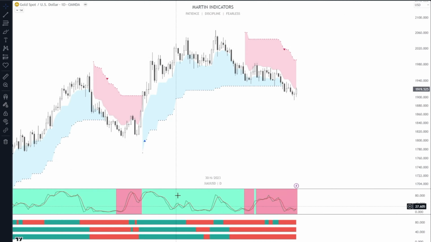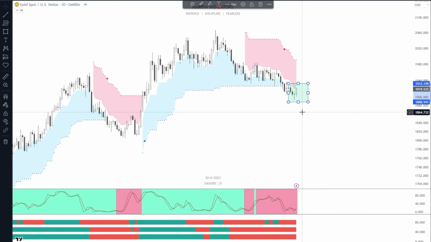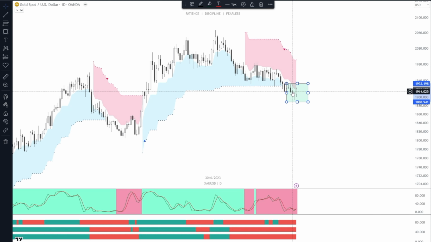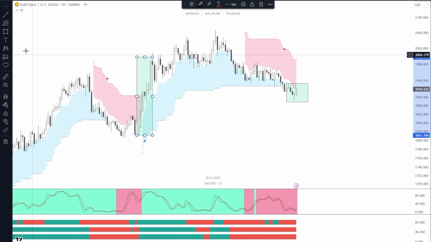Hey guys, so here we are on the daily time frame of gold. We're going to backtest and see how the strategy performed in these particular 5 days, that's the previous week. So if we are able to make money in this kind of market, where the market is just staying flat without any volatile move, without any trend, then for sure you're going to make a lot of money when the market is trending and when there's a strong volatile move.